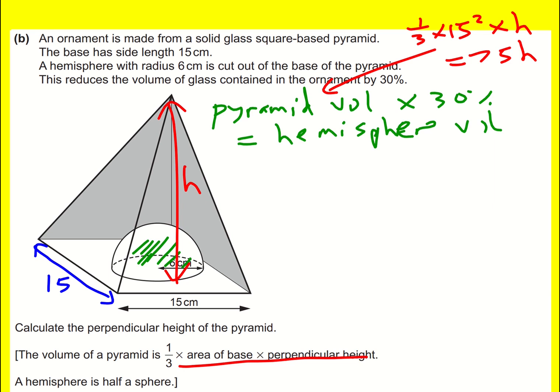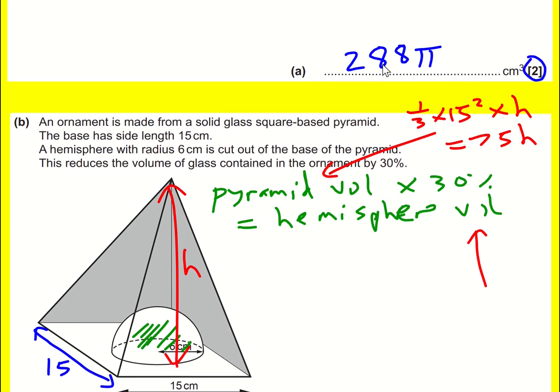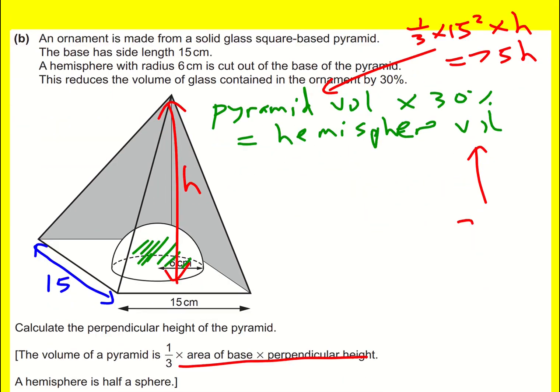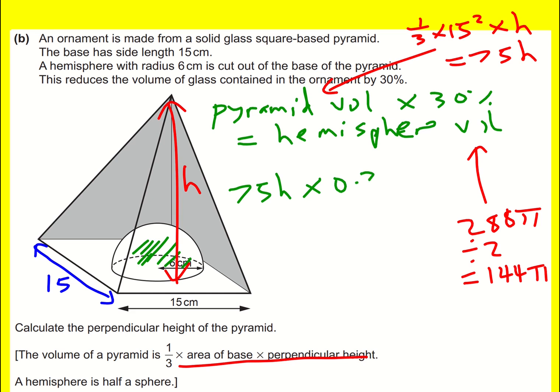I've got the hemisphere volume already, really, because the hemisphere volume is going to be my 288 pi from before divided by 2, because I've just got half a sphere, so it's 144 pi. Okay, that means that 75H times, and now I'm going to change this 30% into a decimal, times 0.3 is equal to 144 pi.